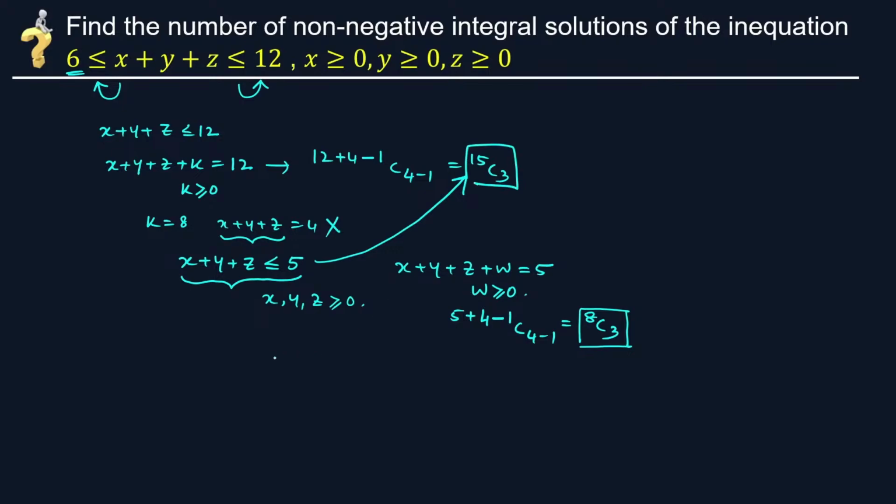So to find the total number of non-negative integral solutions in this given condition, the total number will be 15C3 minus 8C3. Again, I'm not going for the calculation; you can do the calculation by yourself, and that will be your final answer. Are you with me or not? Have you understood this problem clearly?